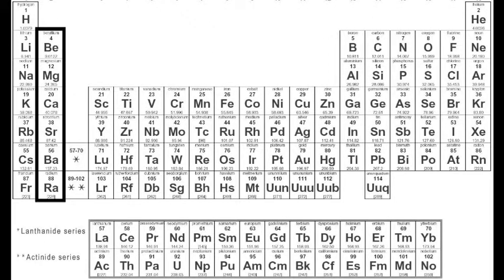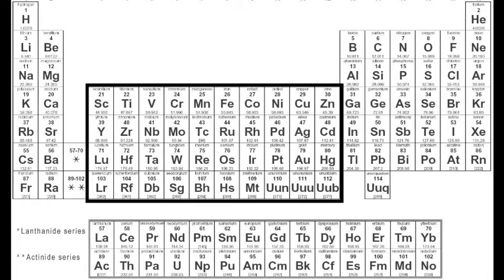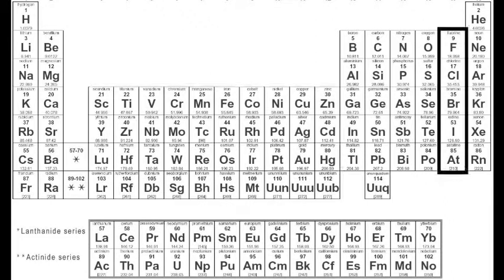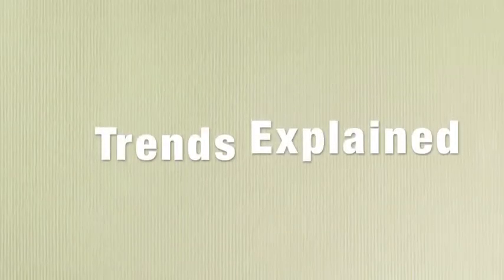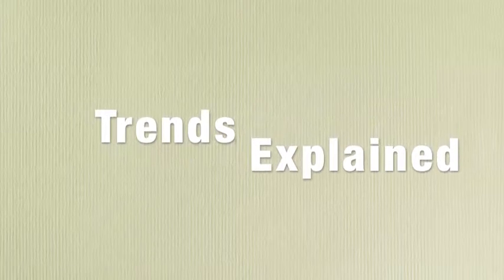Group 2A is known as the alkaline earth metals. Groups 3 through 12 are known as the transition elements. Group 7A is known as the halogens. Group 8A are the noble gases. Now, let me show you some trends that we see on the periodic table.